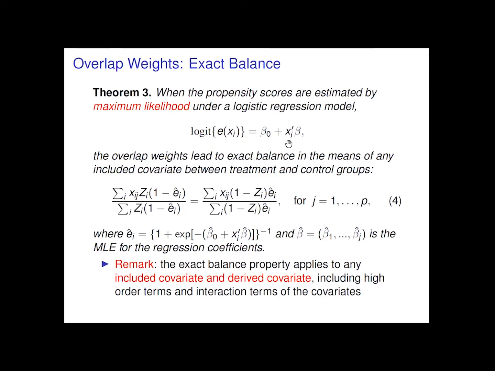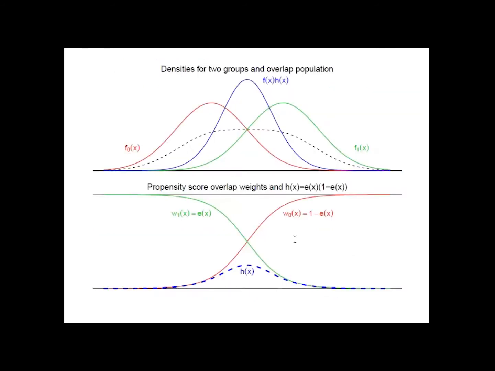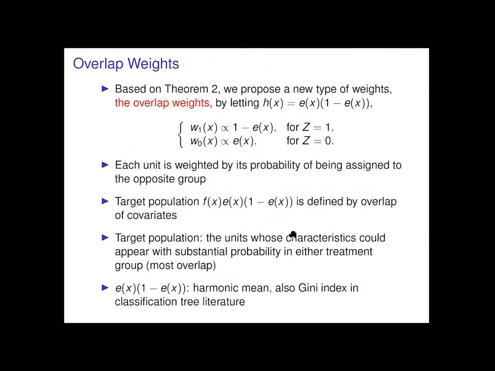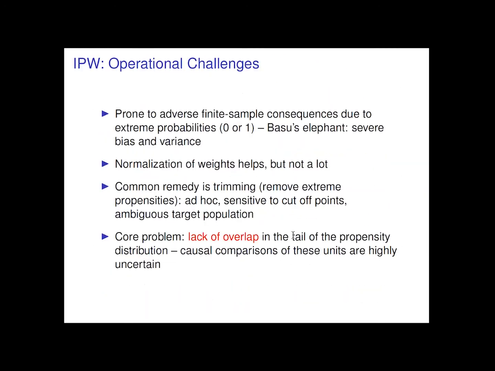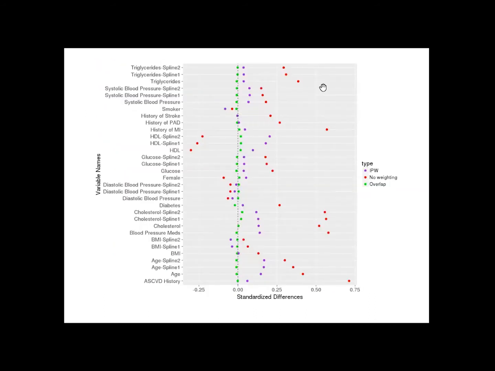And this applies to any derived covariates. Say you have age and you put the quadratic term of age, then overlap weights will also balance the quadratic term, and any interaction term you put there, it will also balance that. The proof of this is actually pretty simple, and it only holds for binary treatment. In multiple treatments it gets close, but it's just not exact.